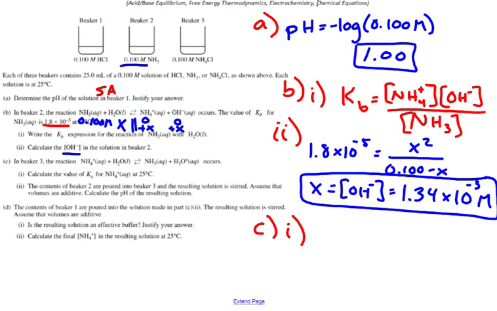So how do I get Ka? I need to use Kw, right? It's however you want to write it, but I would have written it like this personally.